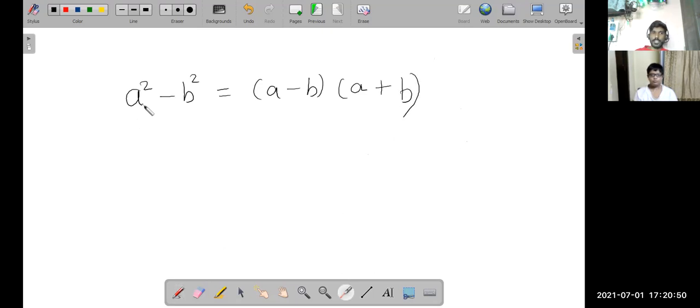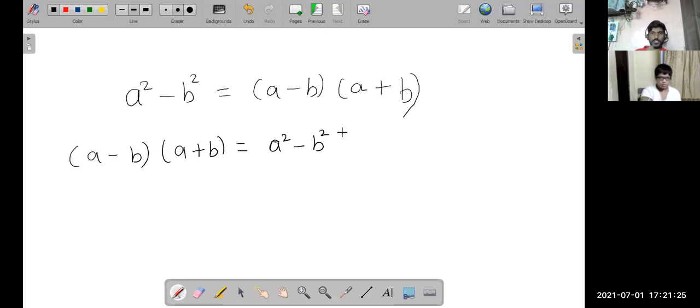Okay, this formula you know, right? A square minus B square is equal to A minus B, A plus B. So this you can write as A minus B into A plus B. It's the same formula. I'm just writing it in a different way. A plus B, A minus B is equal to A square minus B square. Correct? I hope no confusion between both the formulas. Yes, sir.